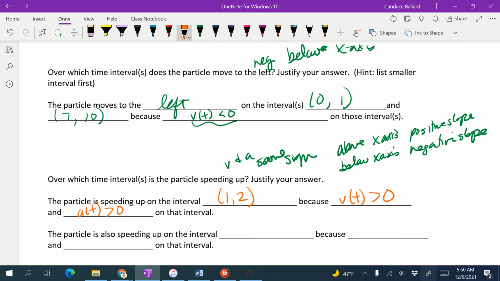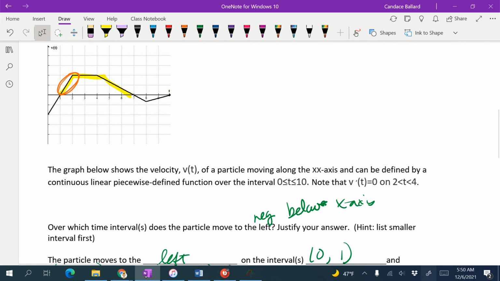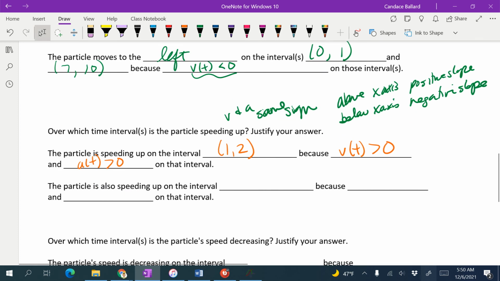Now we're going to look for below the x-axis and negative slope. So let me erase this. So below the x-axis is here and here. And I'm looking for a negative slope. So it looks like the only negative slope is right here. So it would be between 7 and 8. So on the interval from 7 to 8, because the velocity is less than 0 and the acceleration is less than 0.